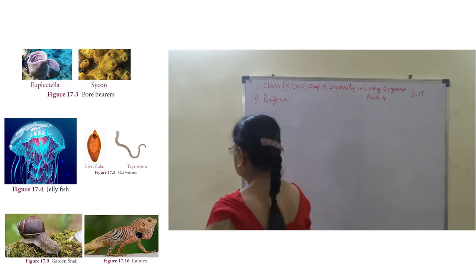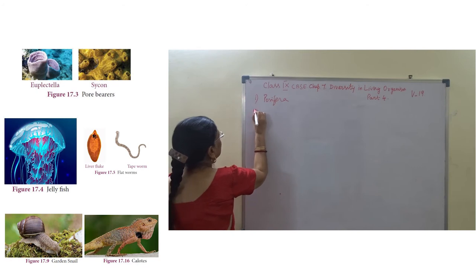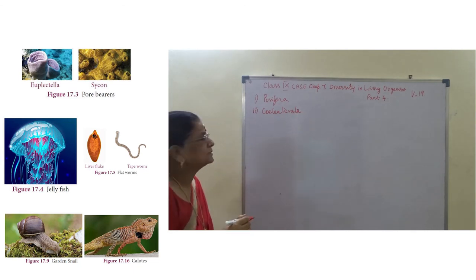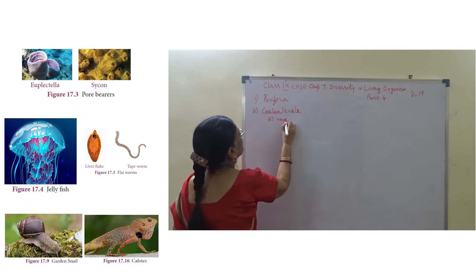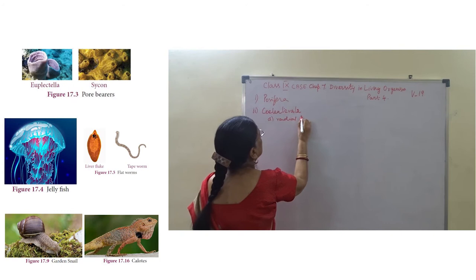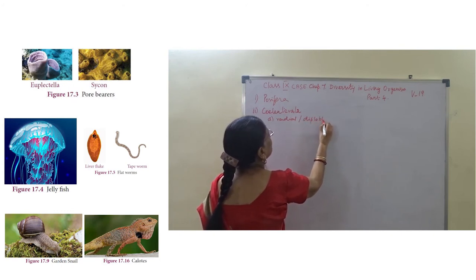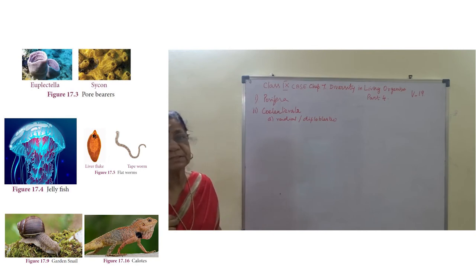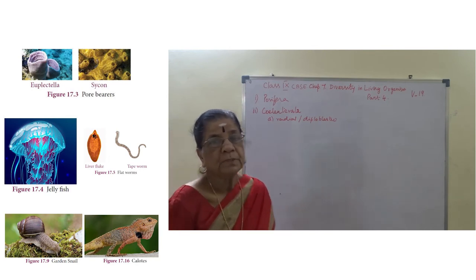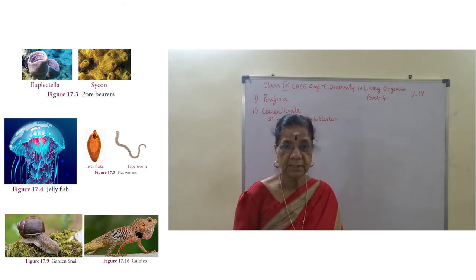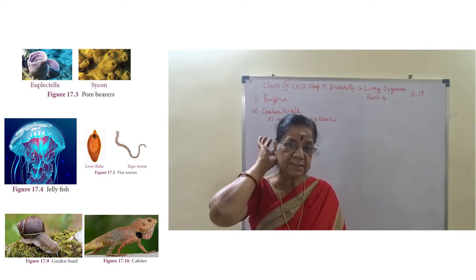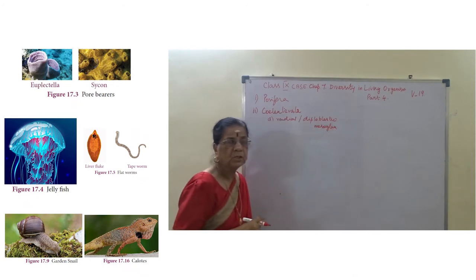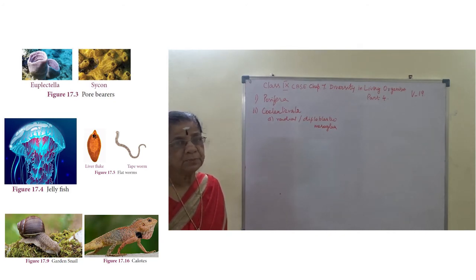The next one, phylum Cnidaria. They are characterized by radial symmetry and are diploblastic. Diploblastic means the presence of an outer ectoderm and an inner endoderm. The middle mesoderm is absent. Instead, they have a non-cellular mesoglea. Hence, they are called diploblastic animals.